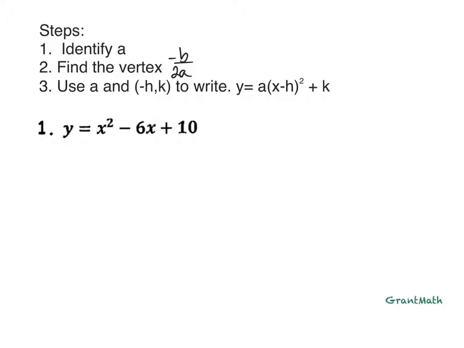So first of all, identify a. What is a? In this one, y equals x squared minus 6x plus 10, number 1 at the bottom. What is a? 1. Okay, so a is 1. Good. Now we've got to use negative b over 2a to find the vertex. Negative b, so it's very much like bell work, right? Negative 6 over 2 times 1, 2a. That's going to be the x-coordinate of our vertex.